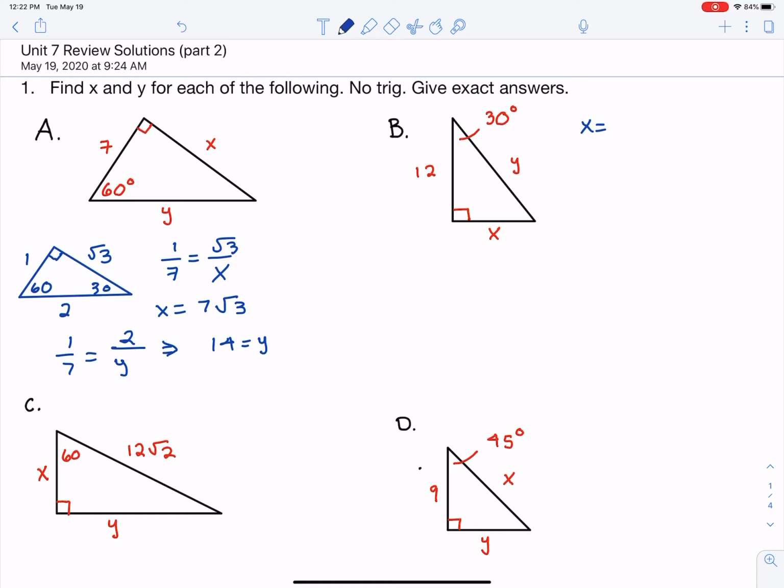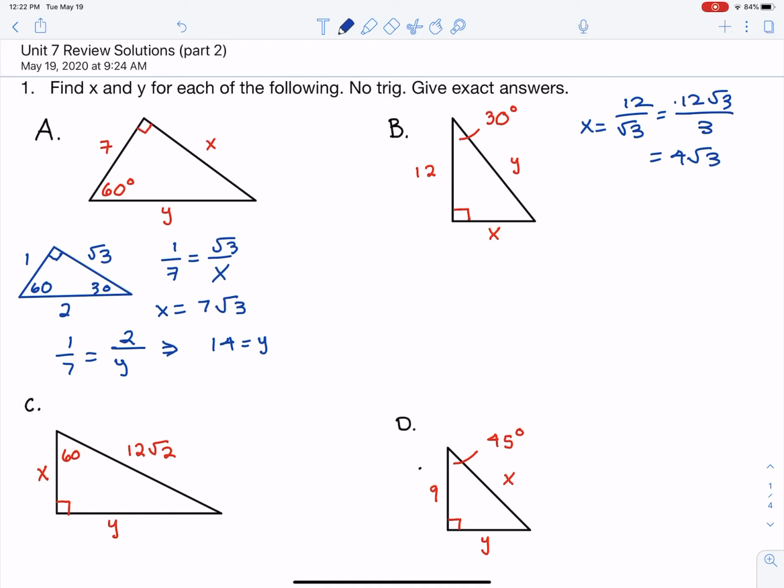And you're probably saying, well, you divide by root 3. And that's exactly what we do. We say 12 divided by root 3, okay? Which, of course, we can simplify as 12 root 3 over 3, which is 4 root 3. Now, let's go find y.